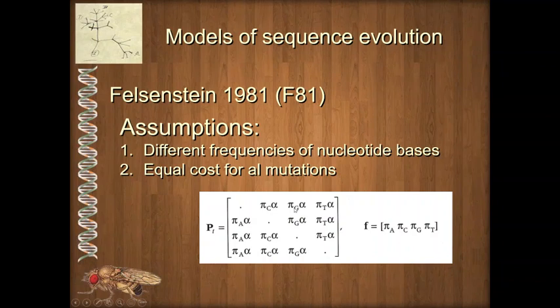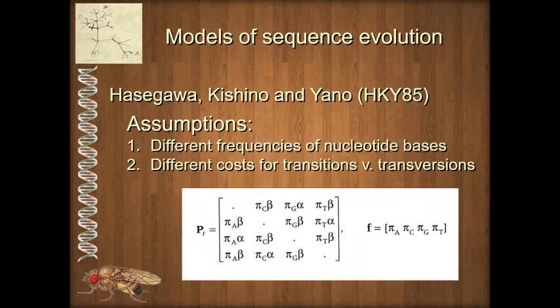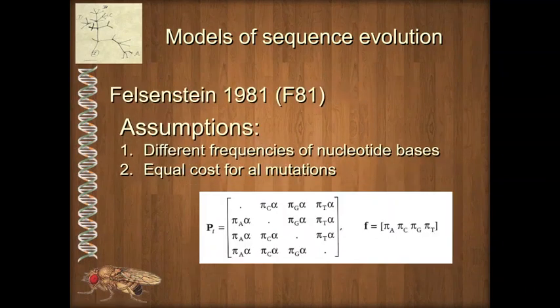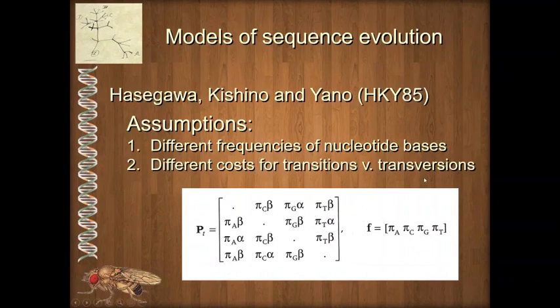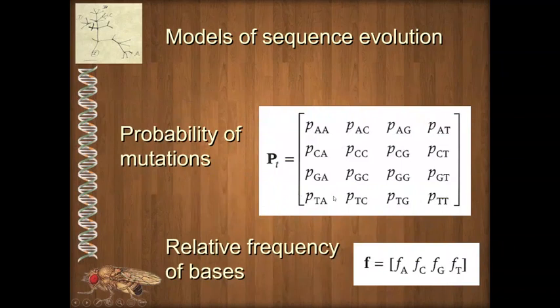The next logical extension is called HKY85. That's the easiest one, described by these 3 Japanese researchers. And now, if you notice, this HKY85 is basically a combination of the Kimura two-parameter and the Felsenstein 1981, where we can have different frequencies of base pairs and a different cost for transitions versus transversions.